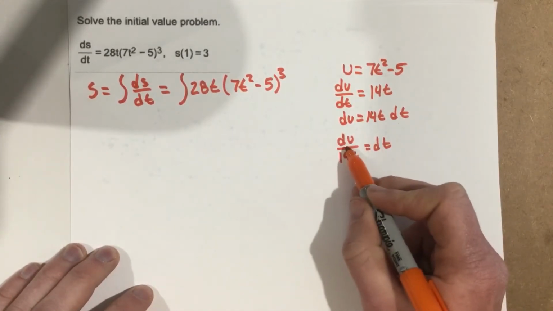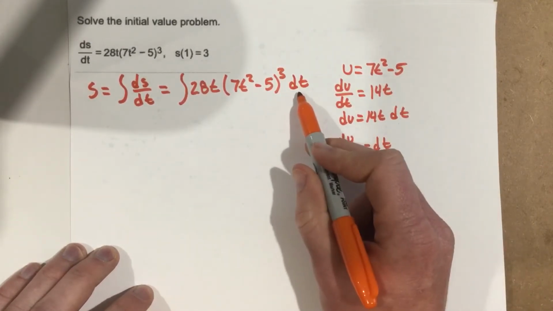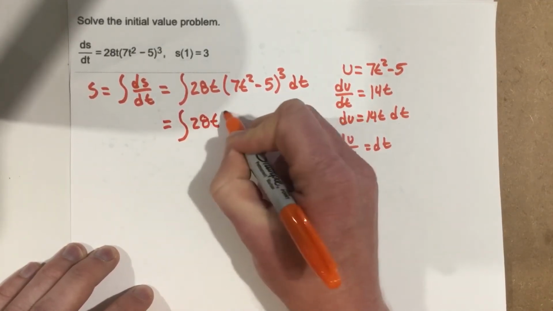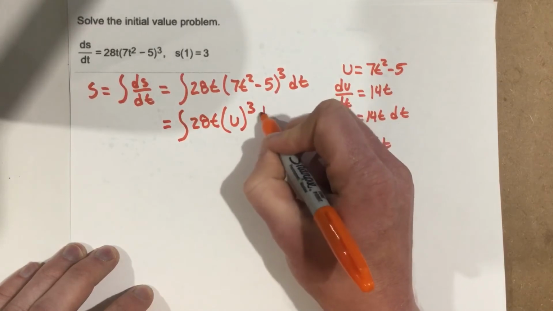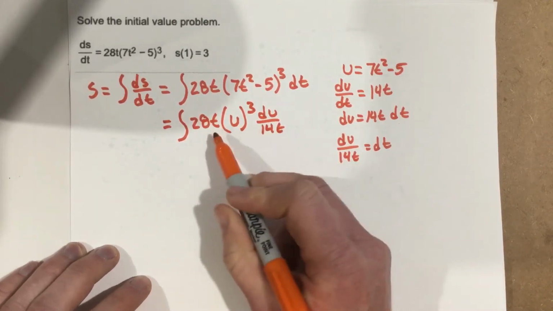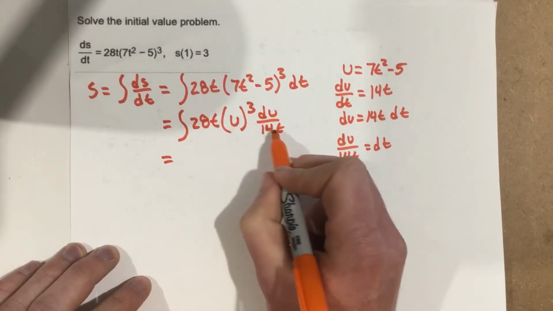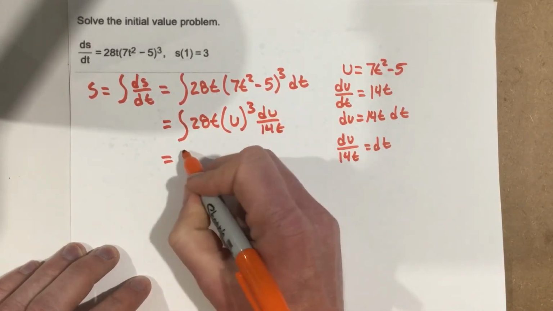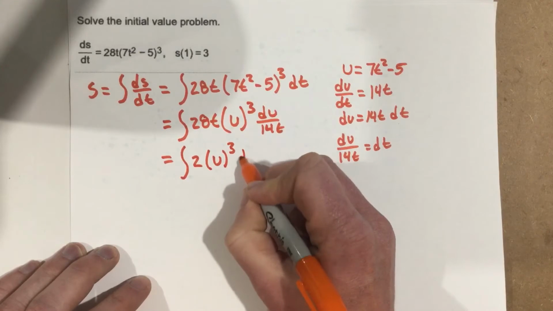Okay, I can now plug this in, and I forgot to write this here. This would be with respect to t here. So now I can plug in du over 14t for dt here. So I get the integral of 28t, replace this with the u value that I substituted, and then du over 14t goes here. So now when I multiply this in, I end up with 28t du over 14t. These two cancel and leave me just with the integral of 2u cubed du.